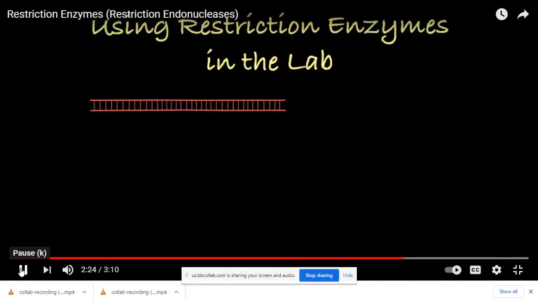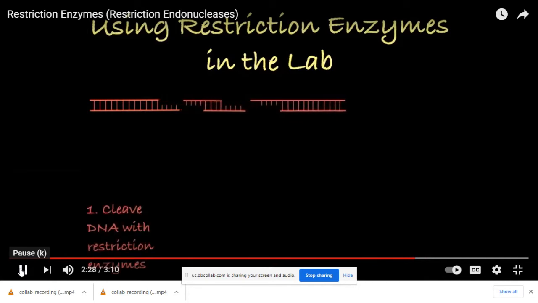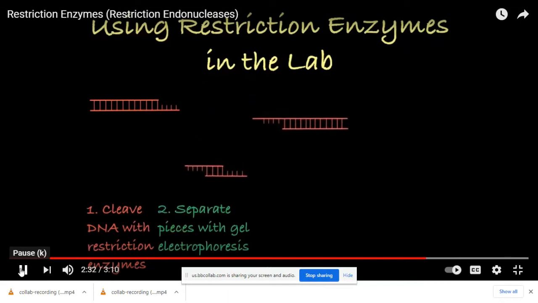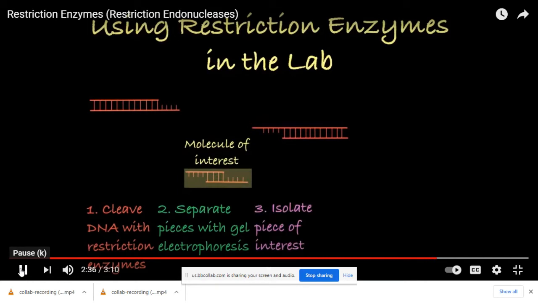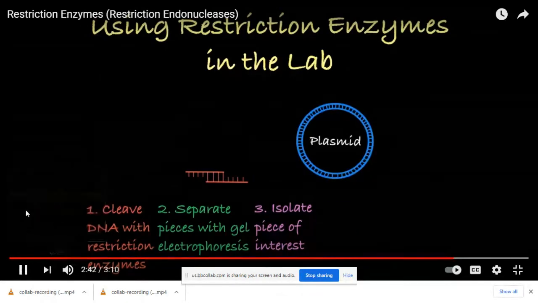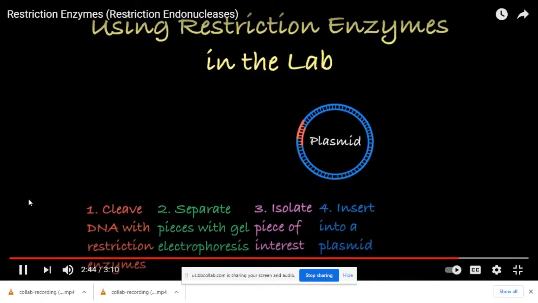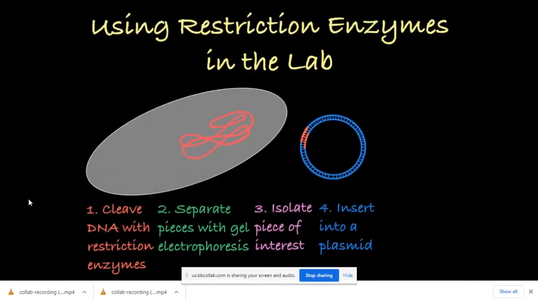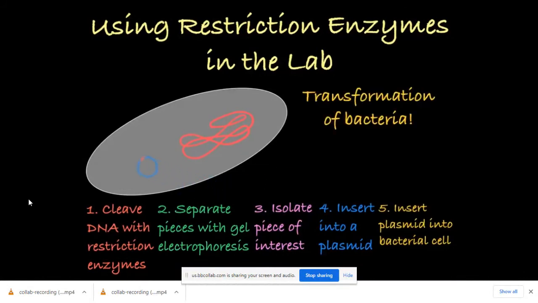So in a lab setting, what do you do after you've cleaved a DNA molecule? You can separate these DNA molecules using gel electrophoresis, and then after separating them, isolate a piece of interest. You can take this DNA piece of interest that you've isolated and insert it into a plasmid that's been cut by the same restriction enzyme, and then you can insert this plasmid into a cell to transform bacterial cells.